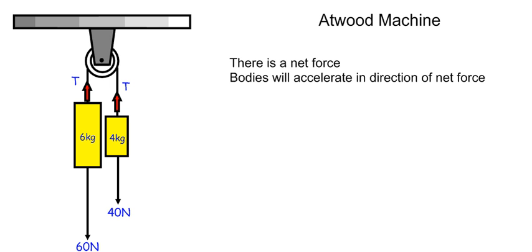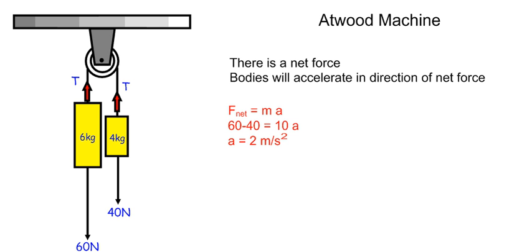Applying Newton's second law to the system, the net force will cause the mass to accelerate. The net external force is 60 newtons minus 40 newtons. And the masses that the net force is accelerating are 10 kilograms, because both masses are accelerating under the action of the net force. Therefore, that leads to an acceleration of 2 meters per second squared.